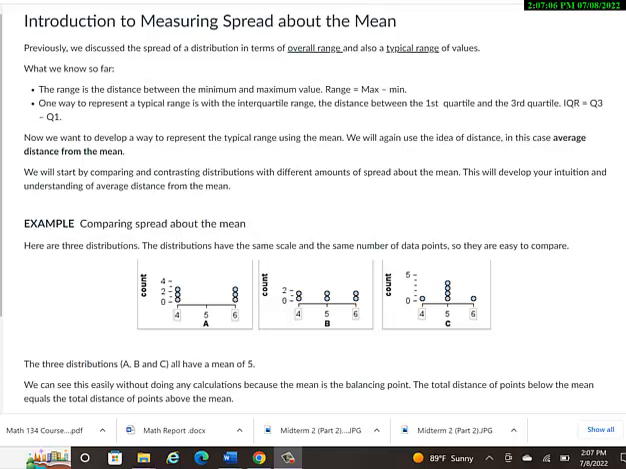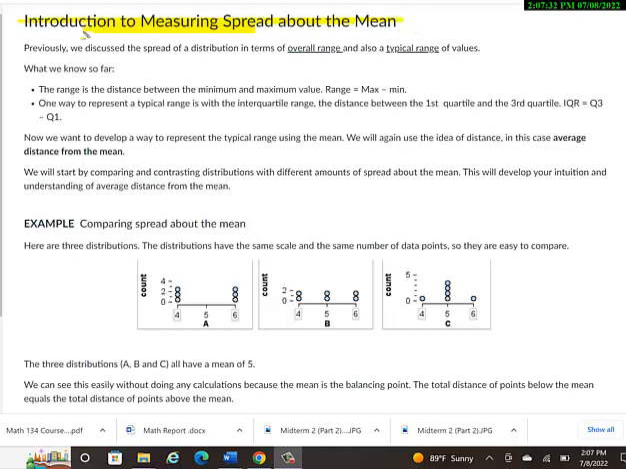Now in this module, module 10, we'll talk about measuring the spread about the mean, and specifically we'll talk about standard deviation. You've probably heard that phrase before, but we'll really define it here in this module. But we won't jump into it right away. We're going to ease our way into it. We're going to introduce measuring spread about the mean. So how far is something from the mean?